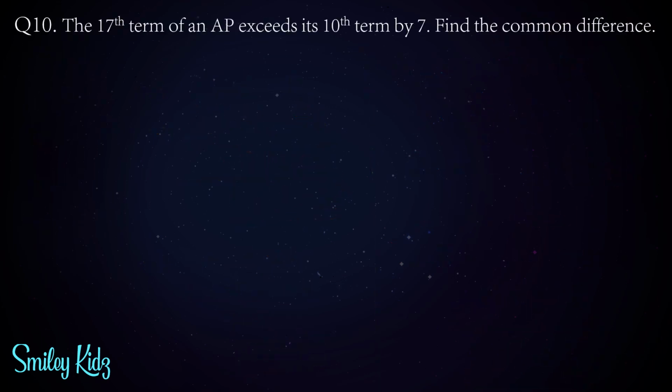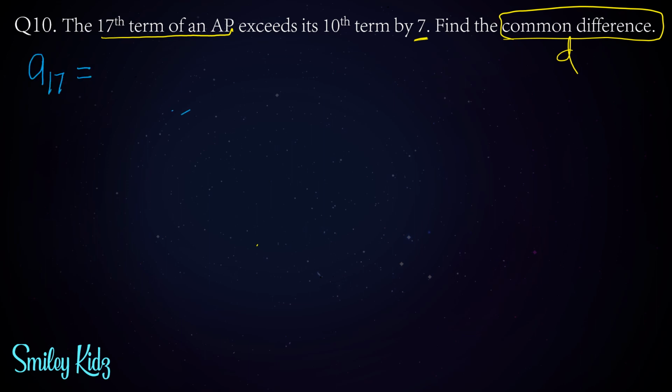Now we are halfway there. We have: the 17th term of the AP exceeds its 10th term by 7. Alright, you're going to find out the common difference D. Okay, let's just try to understand the question first. 17th term of the AP means A17 exceeds the 10th term by 7.